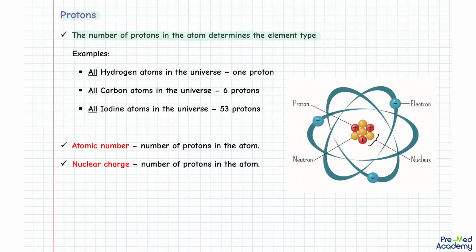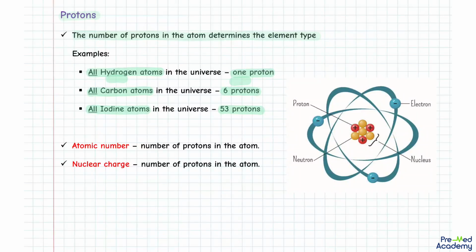Let's look at some examples. All the atoms of hydrogen, which is the lightest, smallest element, have one proton. And if we find, somewhere in the universe, an atom that has one proton, we will know for sure that it is a hydrogen atom. Another example, all the carbon atoms have 6 protons, no more and no less. And a final example, all iodine atoms in the universe have 53 protons.